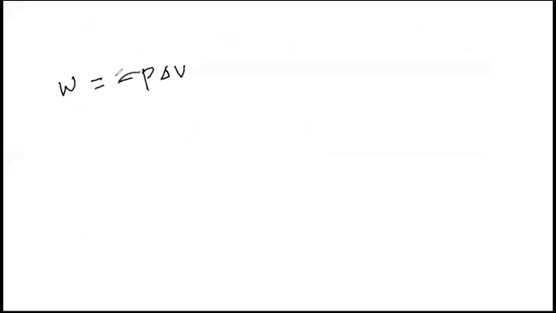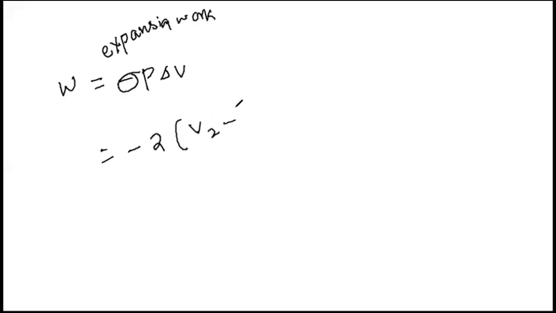Why am I taking the negative sign here? Because it is the expansion work done by the gas. Expansion work means that it is a negative sign only. P, how much is given? We can take 2 bar. Delta V we can take as V2 minus V1. This value we can take as 2 into 0.25 minus 0.1 liter.